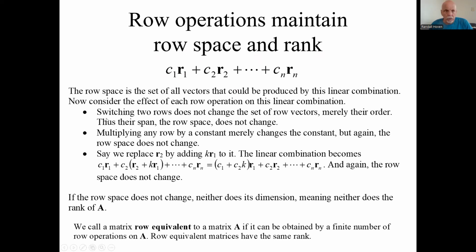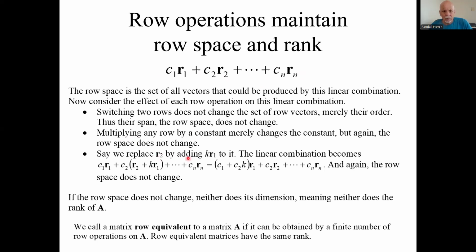Let's look at those row operations. If I just switch two rows, all I did was switch two things here. I mean, the space didn't change. It's still the same rows. If I multiply any row by a constant, it doesn't change. We're going to test this and see if it equals 0 without all the C's being zeros. If I multiply any of these vectors by a constant, it really doesn't change things because I can make the C anything, right? So that doesn't change it either.